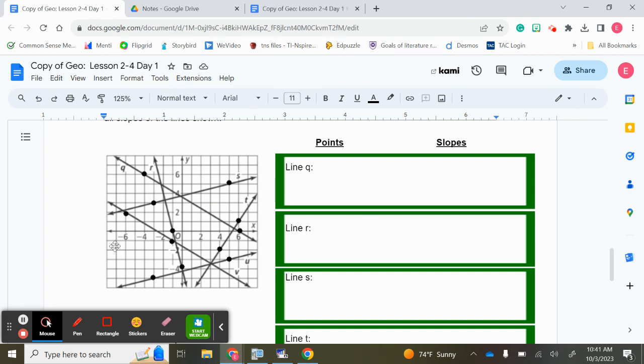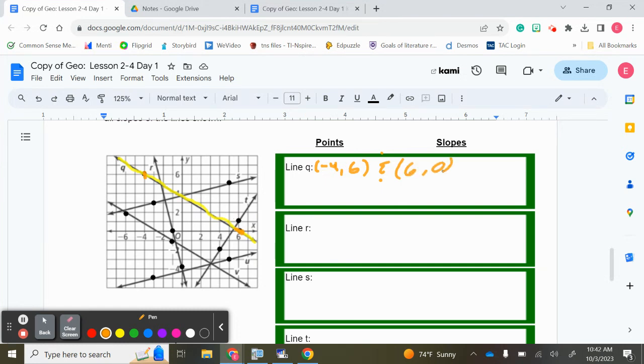All right, if you guys look at line Q, I'm just going to highlight it to give you guys an idea of where line Q is. All right, so there's line Q. Now, if we look, we were given this point and this point on line Q. So this point is -4, 6. So that's what I'm going to write here, -4, comma 6. And the second point they give us looks like 6, 0.